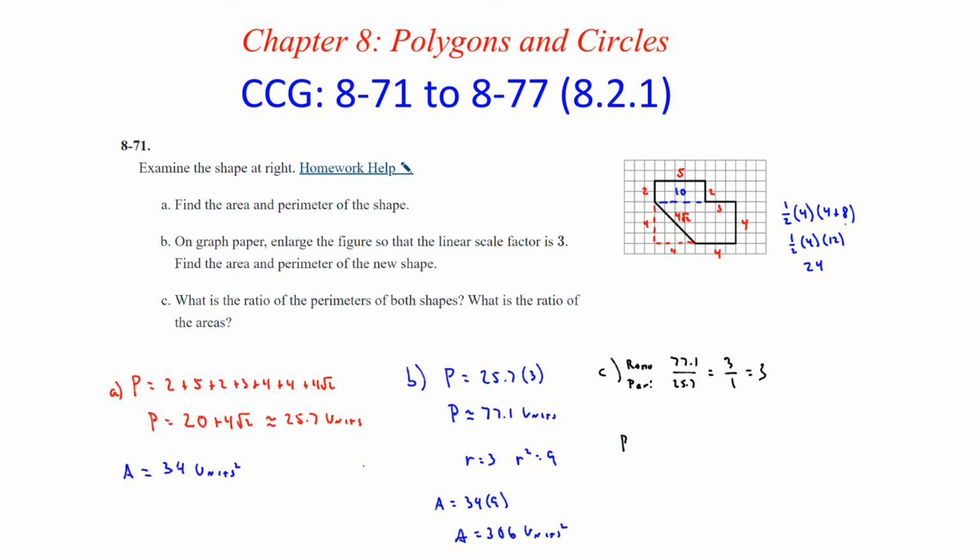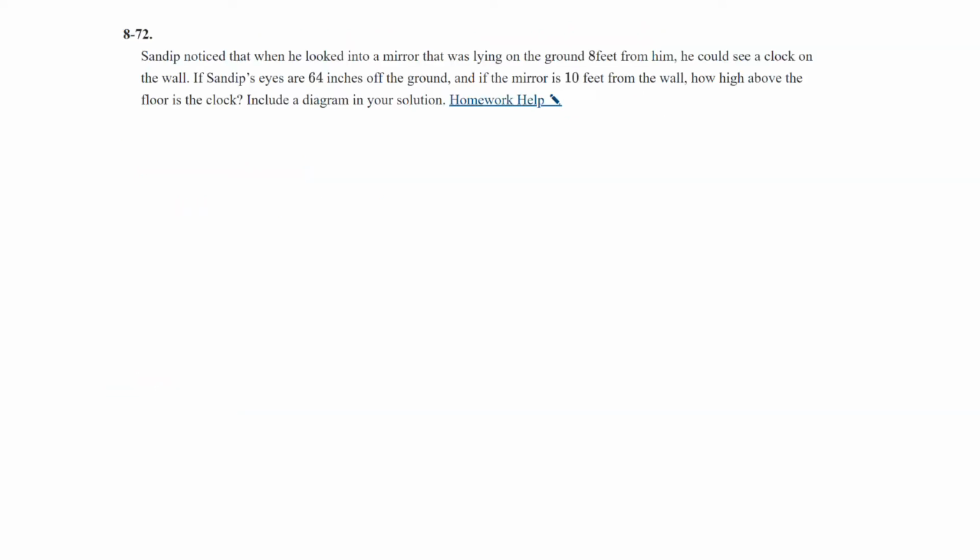And then we'll do a ratio of the area, and that will be 306 divided by 34, and that will give us 9. So once again, that ratio should be equal to R, and then the area ratio should be equal to R squared.